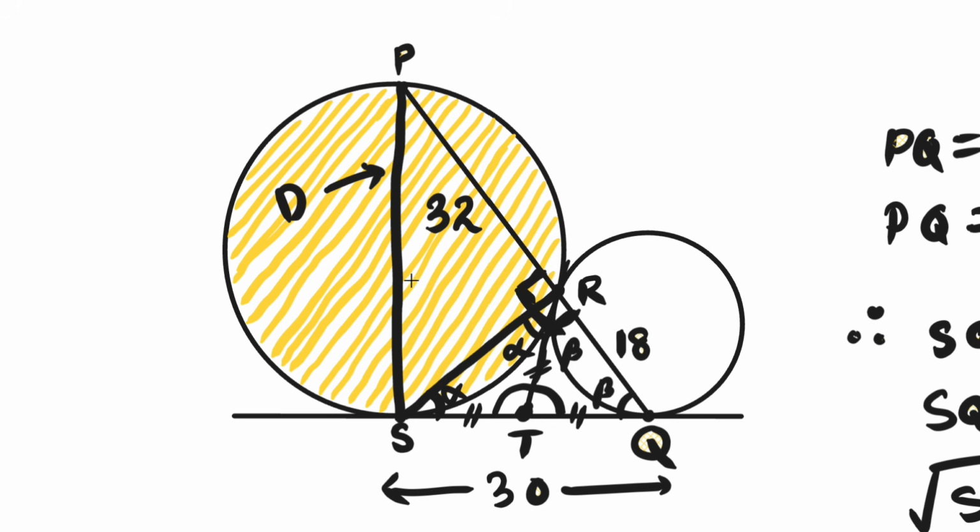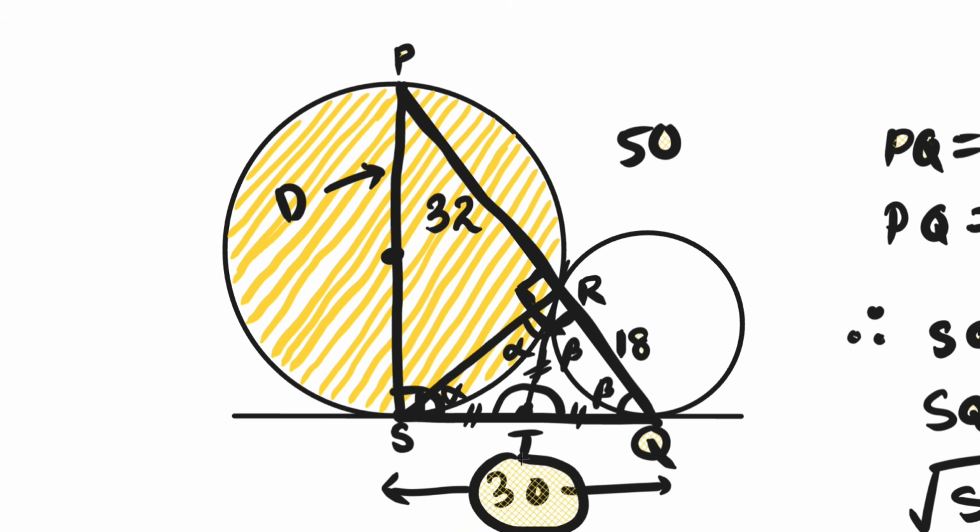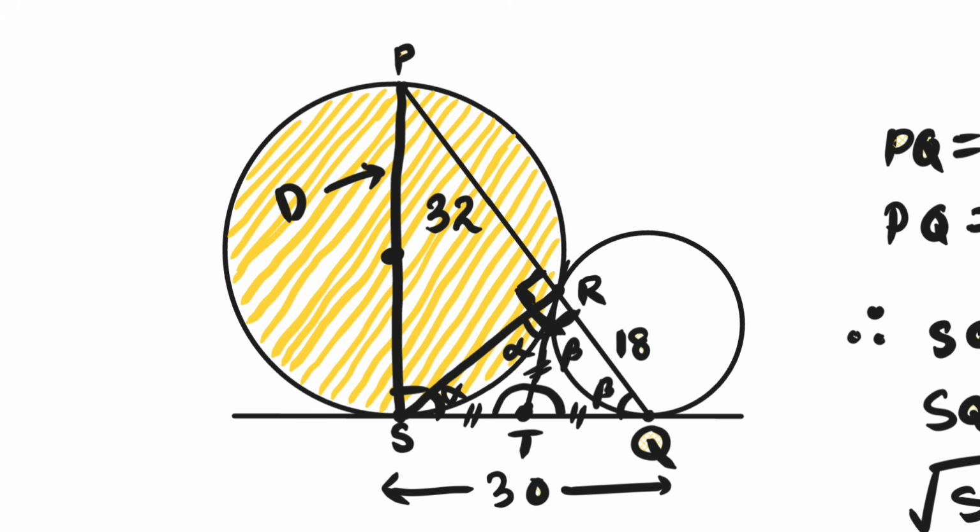Notice that S is the point where the larger circle touches the horizontal line. A radius drawn to a point of tangency is always perpendicular to the tangent line. Since PS passes through the center of the circle and S is the point of tangency, PS is perpendicular to SQ. Therefore, angle PSQ is 90 degrees, so triangle PSQ is a right triangle. We already know two sides of this triangle. PQ equals 50 units and SQ equals 30 units. Because the right angle is at S, PQ is the hypotenuse.